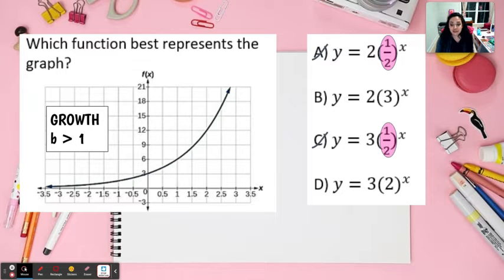So now that I've narrowed it down to B or D, because both of those show growth, I go and look at my y-intercept, my a value. So my y-intercept here is 3. A equals 3. If you look at answer choice B, it has the a as 2, so it's not B. And answer choice D has the a as 3, so answer choice D is the correct answer here.